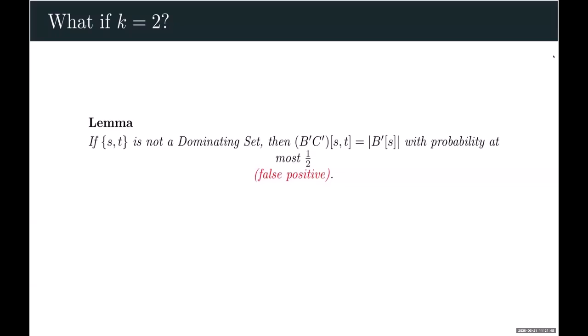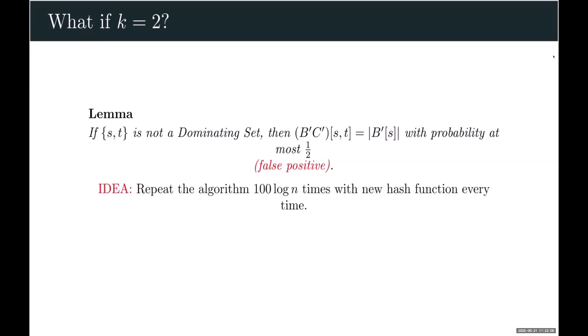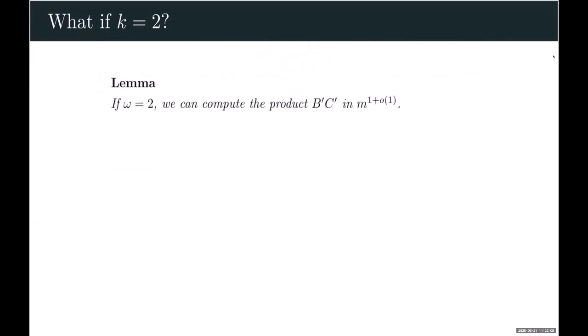All right? But this is now cool, because now we can just boost this probability by repeating the algorithm like 100 log n times with a newly sampled hash function every time. And we get roughly n to the minus 100 error probability. Okay.